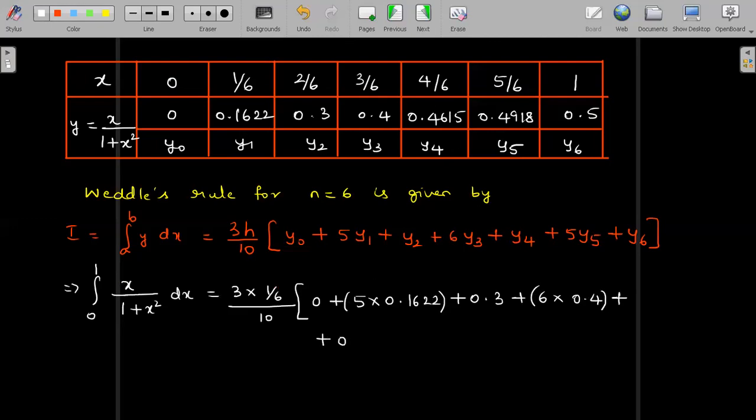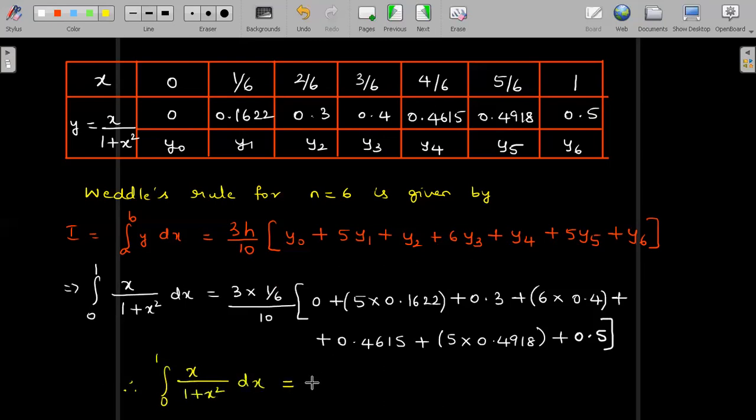Y4 is nothing but 0.4615 plus 5y5. So it is 5 into 0.4918, and the last term is 0.5. So with the help of a calculator, we can evaluate this and make a note of the answer. So we obtain integral 0 to 1 x divided by 1 plus x square dx is equal to 0.3466. That's not the end of the problem.